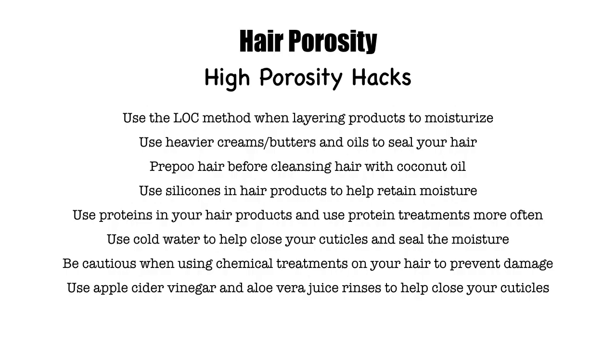So you also want to seal your hair using cold water, because cold water is going to slightly close your cuticles. Basically, you want to seal as much as possible after absorbing that moisture because, like we mentioned earlier, high porosity hair has a hard time retaining moisture. Also, you want to incorporate apple cider vinegar and aloe vera juice into your hair regimen to help close that cuticle because they are very low in pH. They're acidic, and anything acidic is going to help close your cuticle layers.